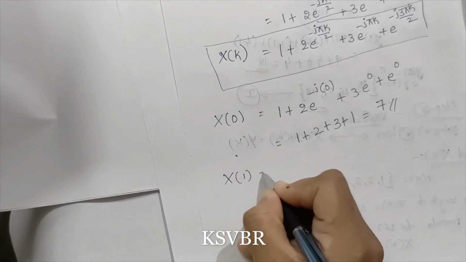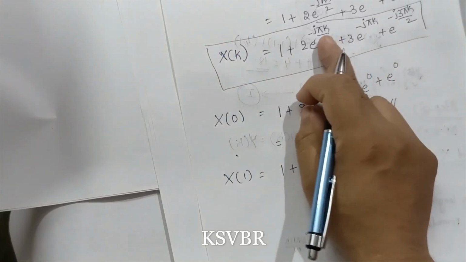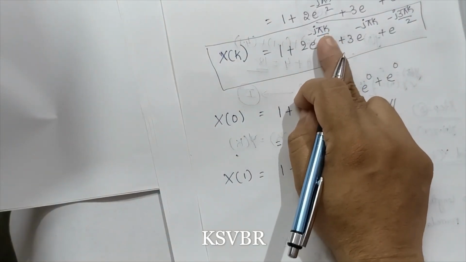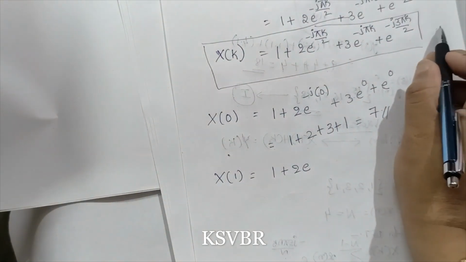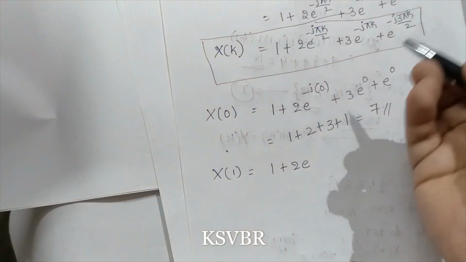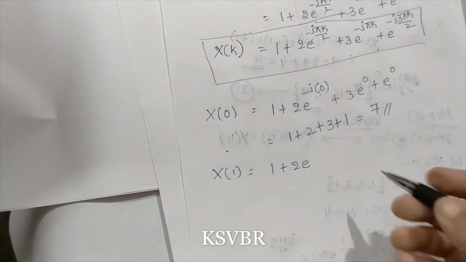And capital X of 1 is 1 plus 2 e power... I am substituting k is equal to 1 in this equation. Okay, if you got confused, give an equation number here and substitute in that equation. Whenever any problem tracing occurs in future, it will be easy to trace out.